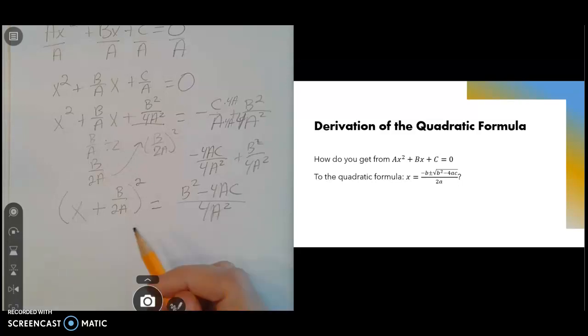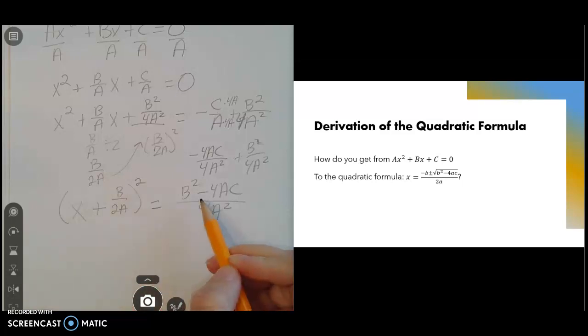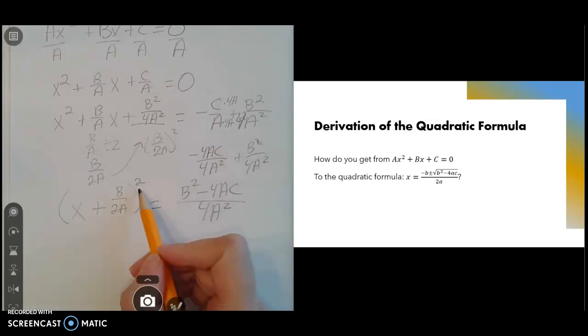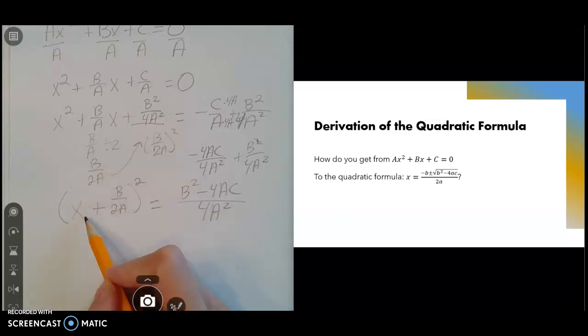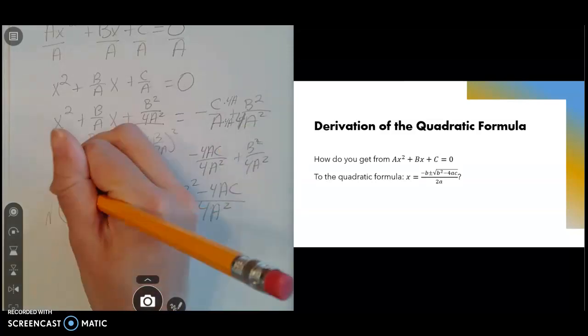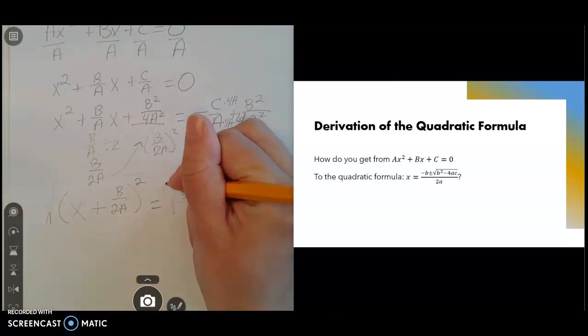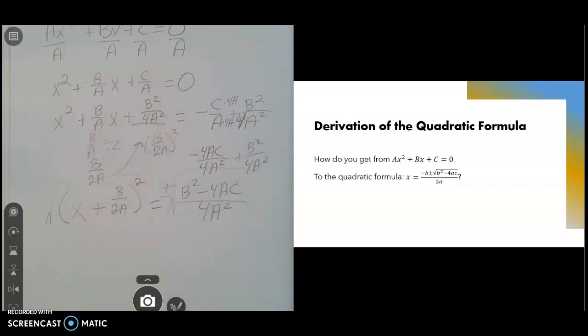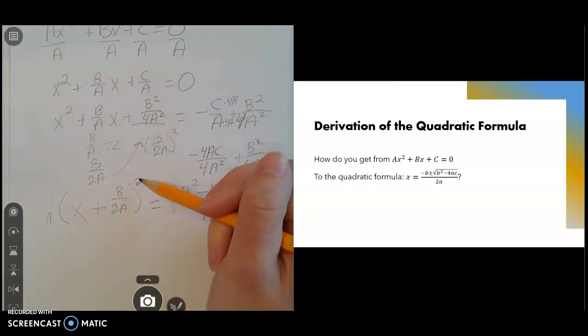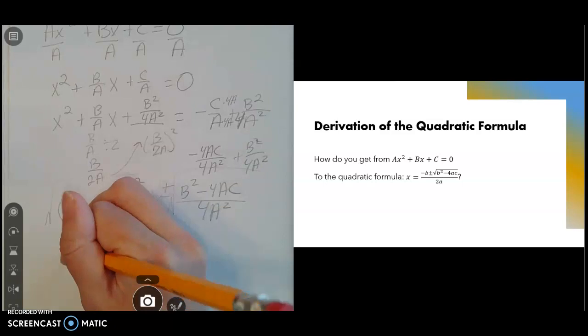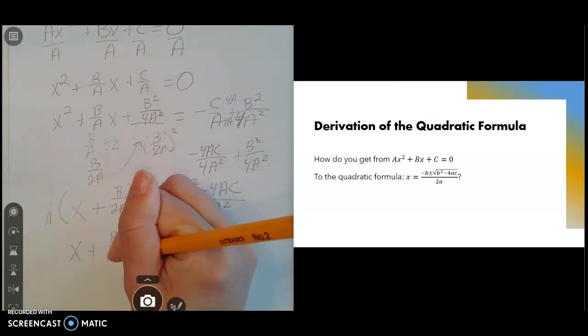Alright, at this point, what I have is x plus b over 2a, and that whole thing is squared, equals b squared minus 4ac all over 4a squared. I know it looks really complicated, but if we were doing completing the square, we would be using that square root property to undo the squaring on this side to get x by itself. So we're going to take the square root of both sides, and we will do the positive or negative square root so we can get both answers. On the left side, the squaring and square rooting will undo each other. We'll have x plus b over 2a.